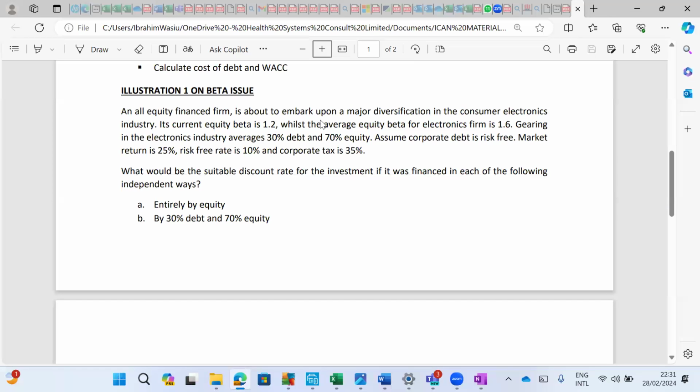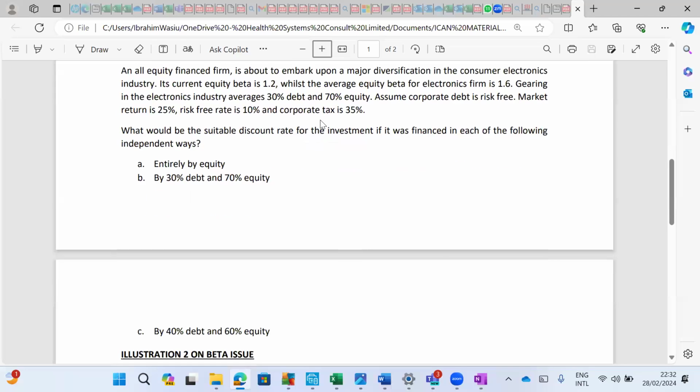Requirements: what would be the suitable discount rate for the investment if it was financed in each of the following independent ways? A, entirely by equity. B, by 30% debt and 70% equity. Then the last one, the C part. I'm not seeing the C part, maybe you should scroll up. By 40% debt and 60% equity.